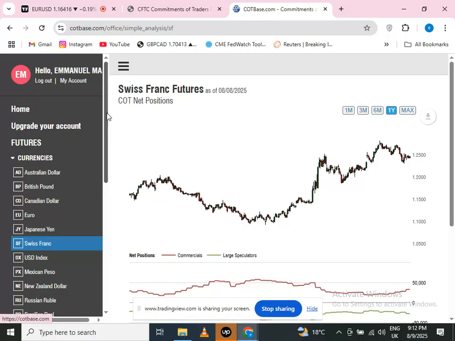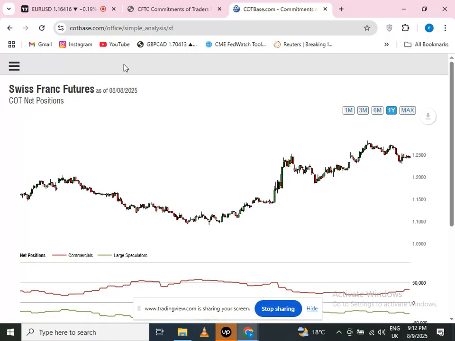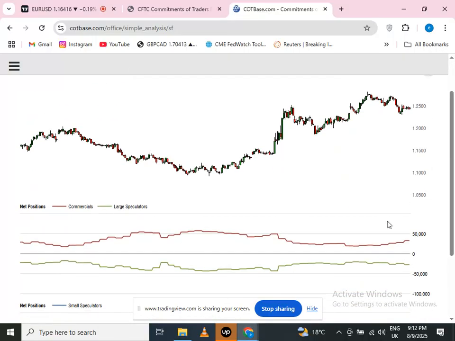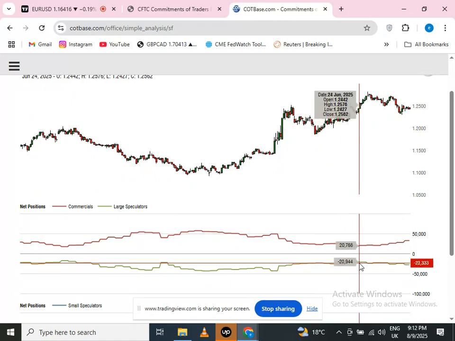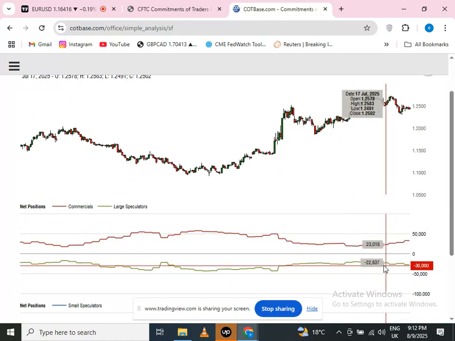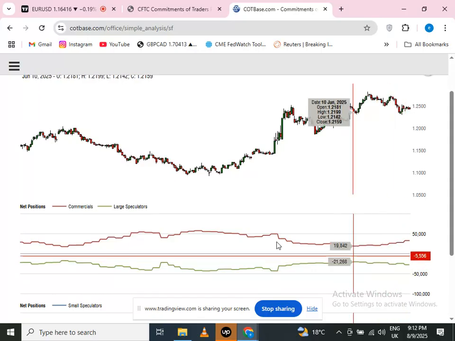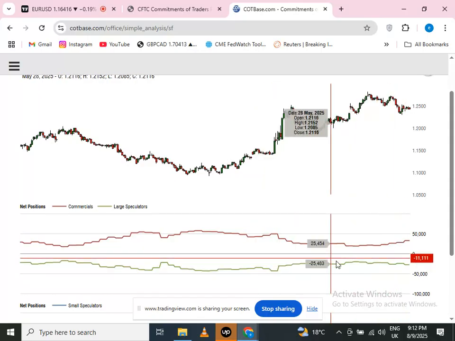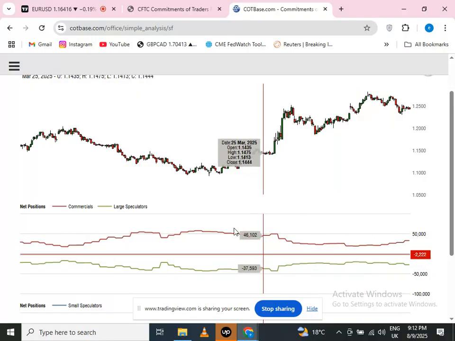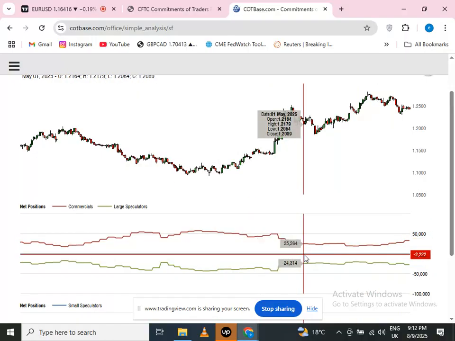So let's look at this. For example, let's look at the Swiss franc. You know what the Swiss franc is. What are the large speculators doing on the Swiss franc this week? This week the large speculators continue selling the Swiss franc. As you can see, this green line here is the large speculators line. This red line here is the commercials line, as I've said earlier.